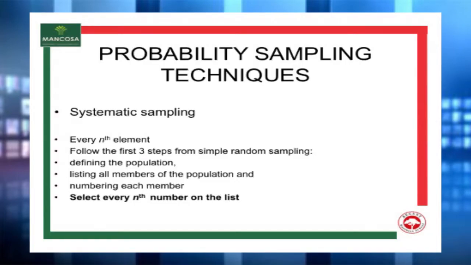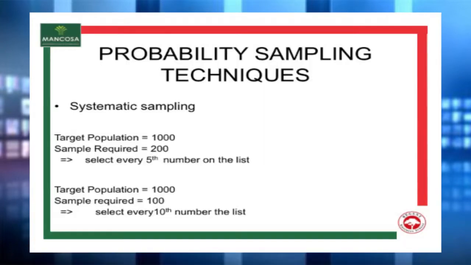Systematic sampling involves every nth element being selected. So, with the first 3 steps mentioned earlier, defining the population, listing all members of the population, and numbering each member, the additional step is not to randomly select the numbers from this list, but rather to select every nth number on the list. Therefore, if it is predetermined to select every 4th participant from this list, then you would choose the following participants on the list: number 4, number 8, number 12, number 16, and so on, until you reach the end of the list.